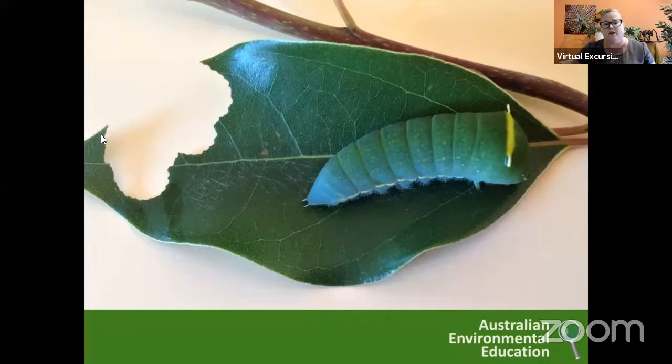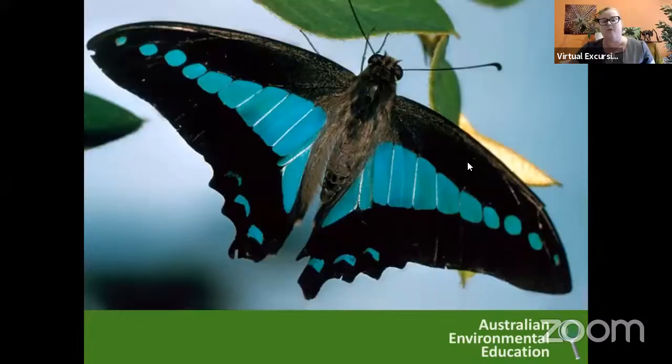Now, this is a photograph that my sister took in her backyard, and I was able to identify this caterpillar because of the big yellow eyebrow. And it's a slightly bluish colour as well. And by identifying the caterpillar, I was able to work out that it's a blue triangle butterfly.